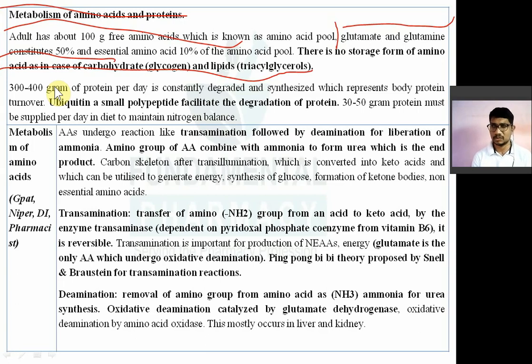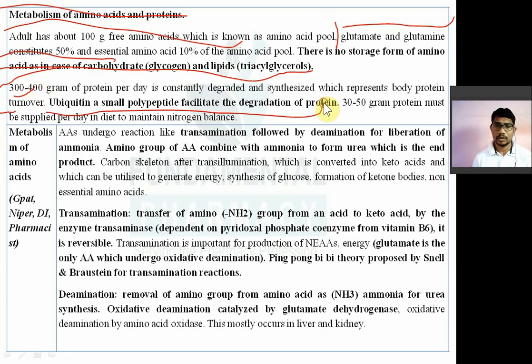There is only about 100 gram of free amino acid that is always maintained in the body in the amino acid pool. Normally 300 to 400 gram of protein per day is constantly broken down and simultaneously synthesized, which represents the body's protein turnover.